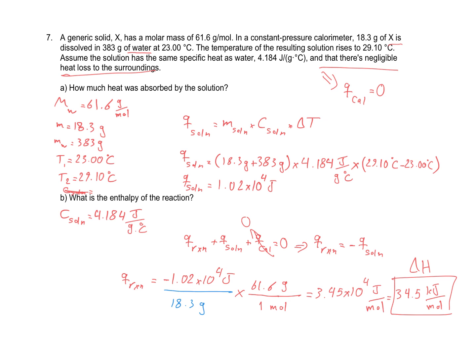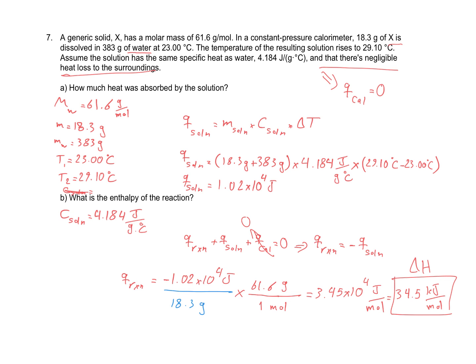So if you want to find the Q of the solution, you have to add these two, because it's a solution, it's solute and solvent. So you have to add these two together. So I just write down the information first. The mass of water or the solvent is 383 gram at 23 degrees Celsius. So that's our initial temperature, that's T1. The temperature of the resulting solution rises to 29.1. So the T2 is 29.1.